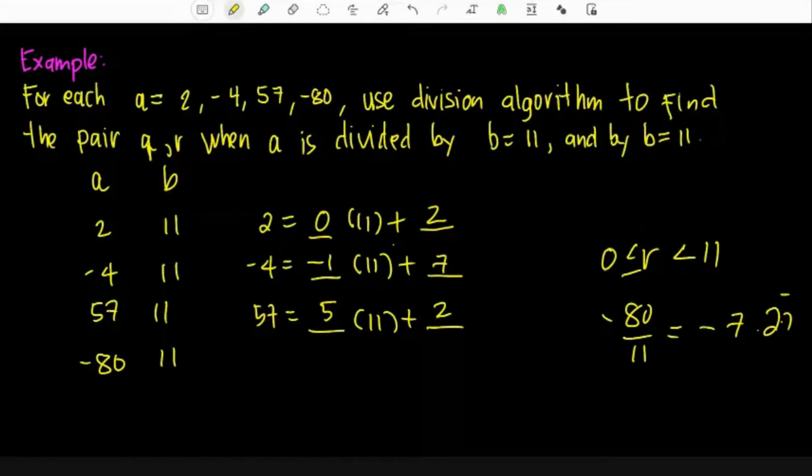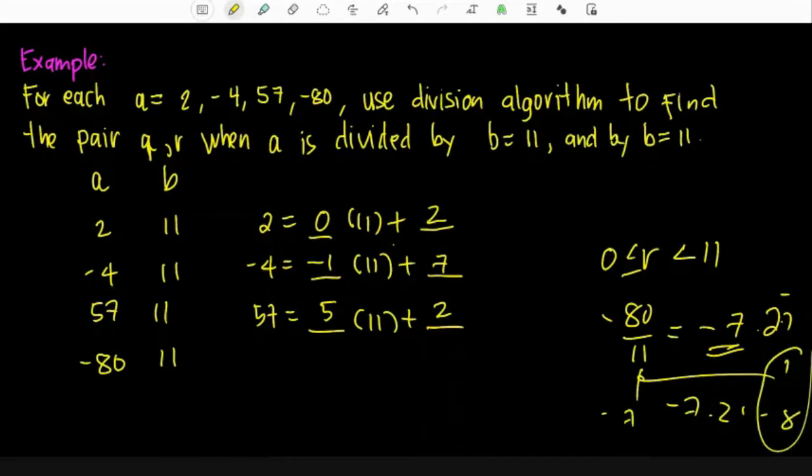Kanina, nung ginawa natin yun dun sa negative 4, hindi umubra yung 0. So, gagawin mo, imbis na negative 7, kukunin mo yung lower, parang GIF function, pero hindi exactly GIF. Yung floor ang kukunin mo, yung nasa babang integer. Kasi yung negative 7.21, between negative 7 to negative 8. Yung ceiling function, yung negative 8.